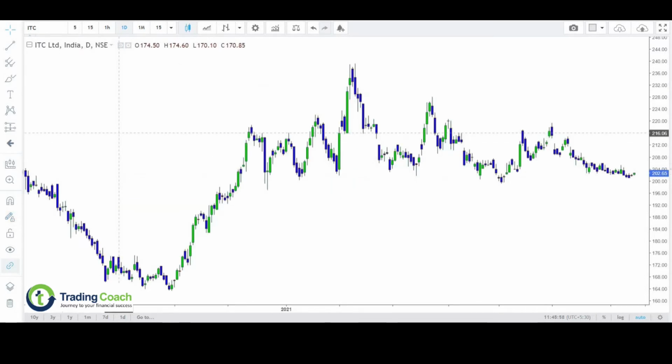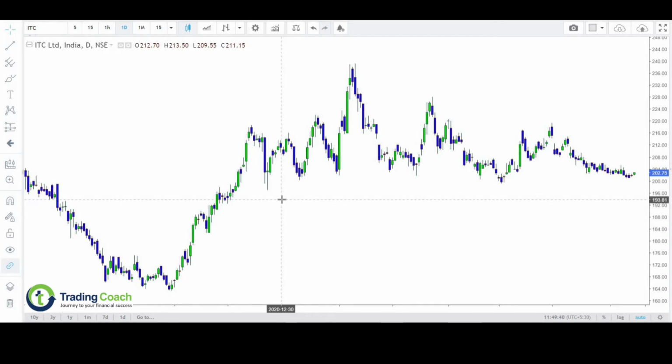Right now, I'm looking at the ITC Limited one-day chart. As you can see, we can see a kind of sideways market behavior in the stock prices. The stock prices are moving back and forth, just fluctuating widely over here. From 9th December 2020 till 15th of July, we can see a range-bound or sideways market behavior in ITC stock prices.